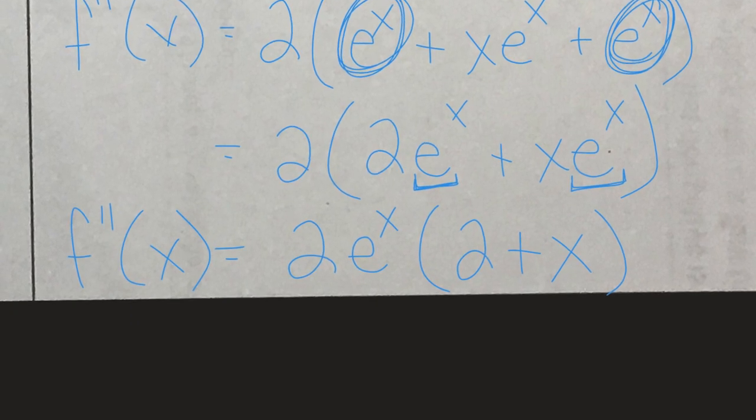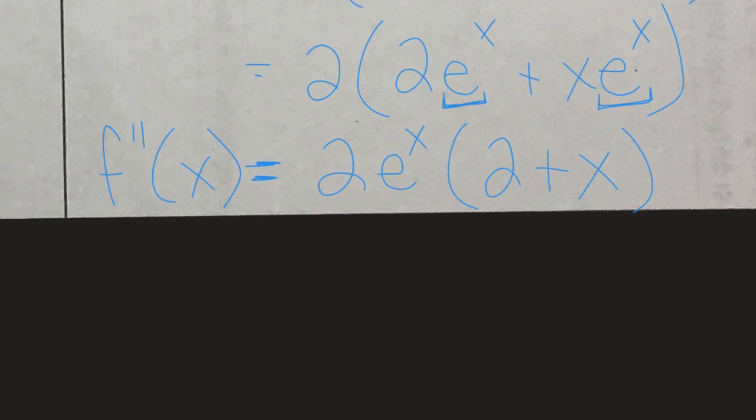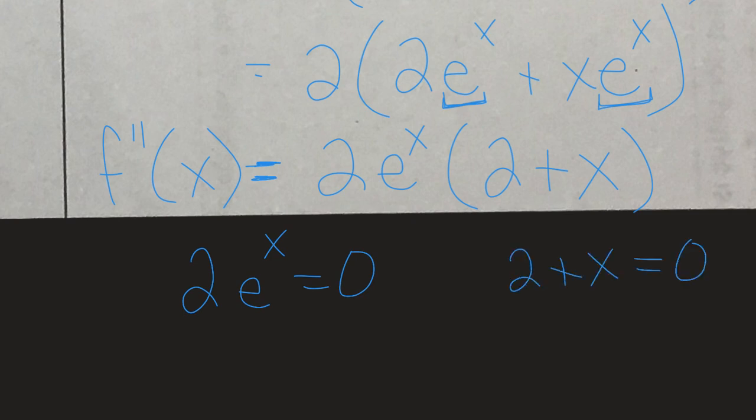Okay, so yes, kind of intense once in a while when it's not a polynomial. But it's nothing that your brain can't handle if you sit down and think about it for a minute. When you're taking these product rules, be very careful, right, to take the derivatives and to write them down. And the derivative of an exponential is just its exponential self. So now we need to set this equal to 0 and solve. So we have 2e to the x equals 0, or we have 2 plus x equals 0. Well this one's kind of easy. We know x equals -2, but how about this one?